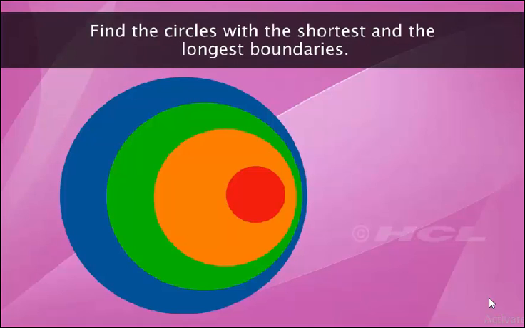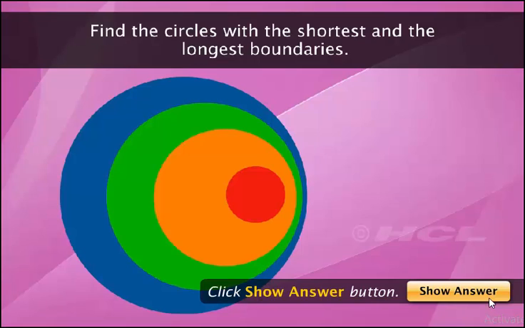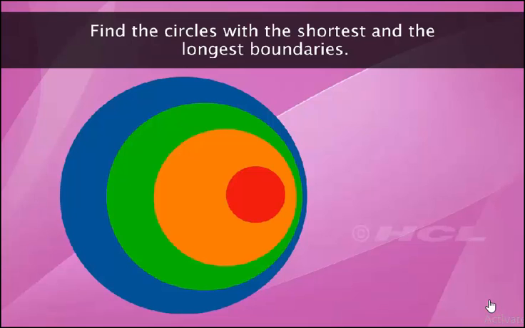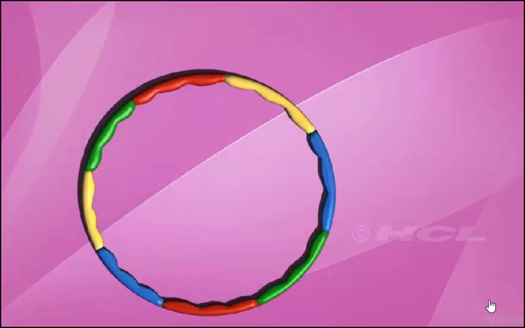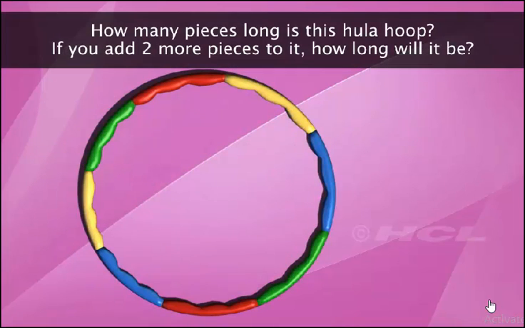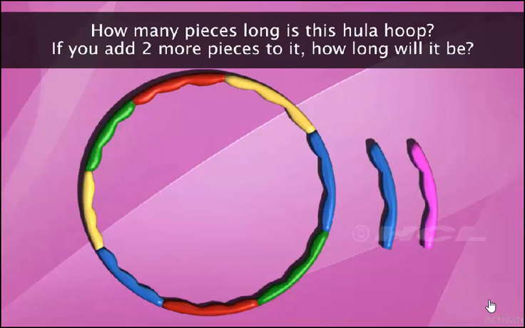Here are 4 circles. Can you tell which one has the shortest boundary and which one has the longest boundary? The innermost circle in red has the shortest boundary, and the circle in blue has the longest boundary. How many pieces long is this hula hoop? If you add 2 more pieces to it, how long will it be?